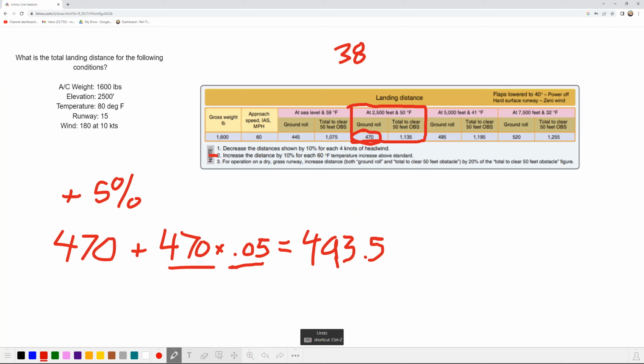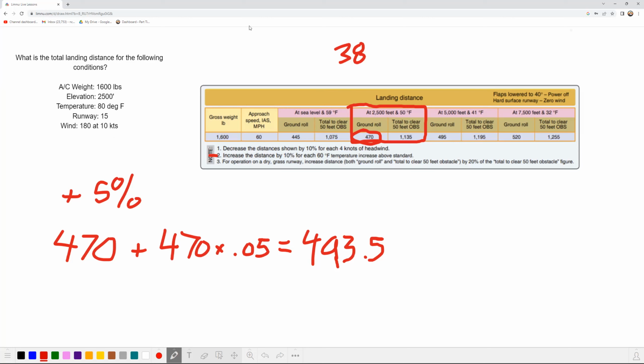Okay, cool. Yeah, I'm glad you asked that. And I don't want to skip over things that people don't understand, so thank you. Okay, so it says runway 15, and the wind is 180 at 10 knots. So, okay, you're looking at this and you're thinking, how will this affect our landing distance?